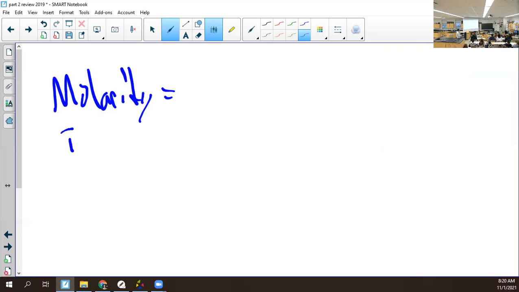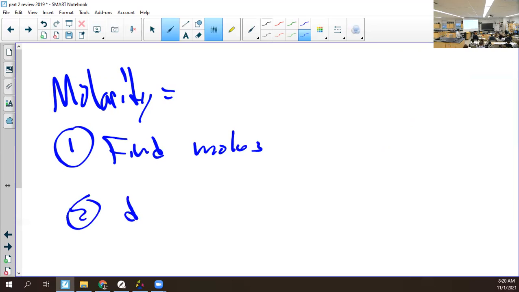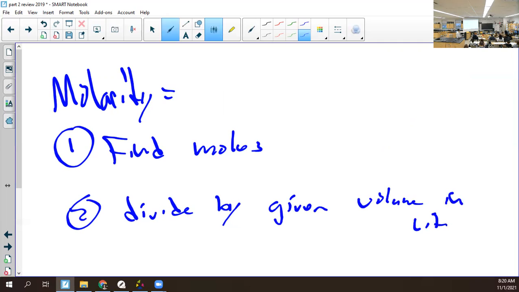Step one, find moles. Step two, divide by given volume in liters. You can see why I typed the last ones. Okay, so we are on problem number 50. Everyone look at number 50 in your homework.